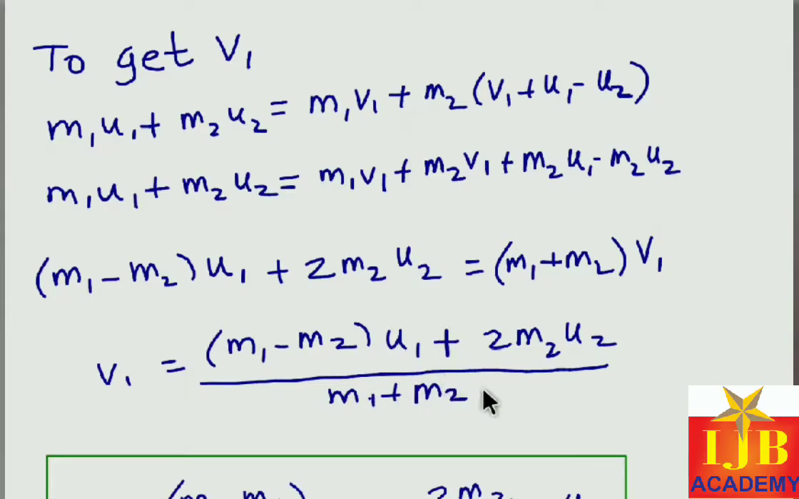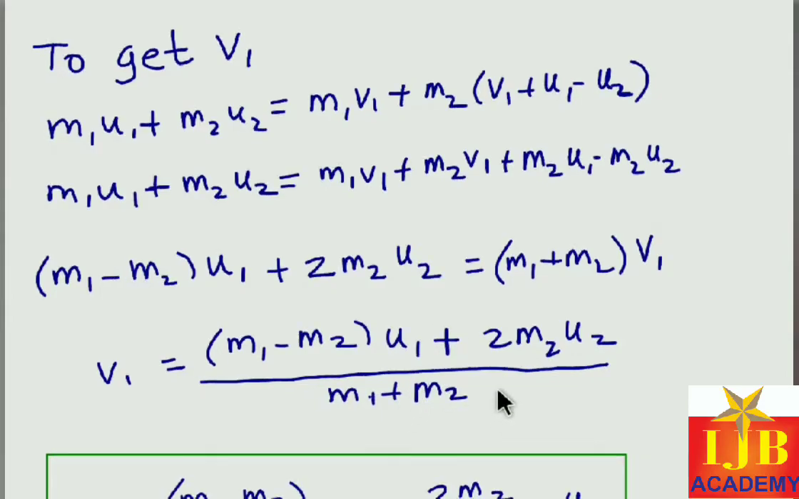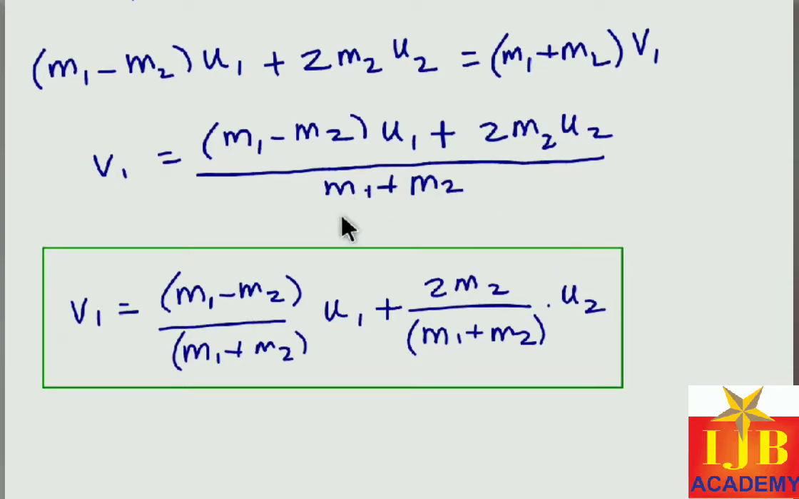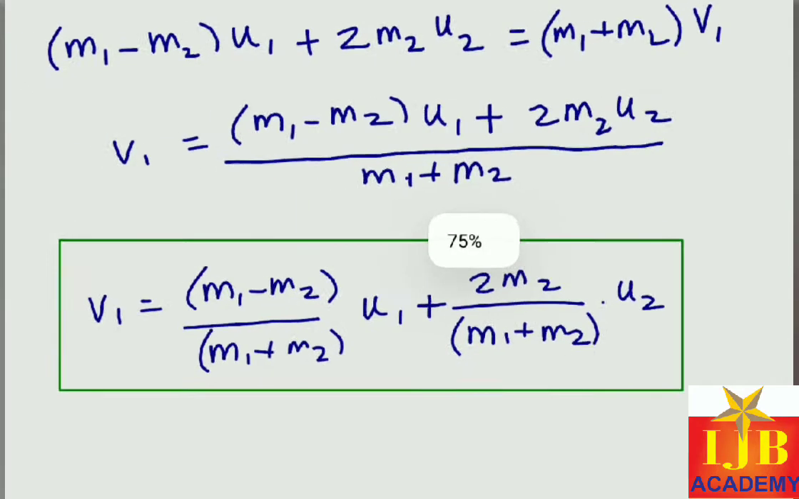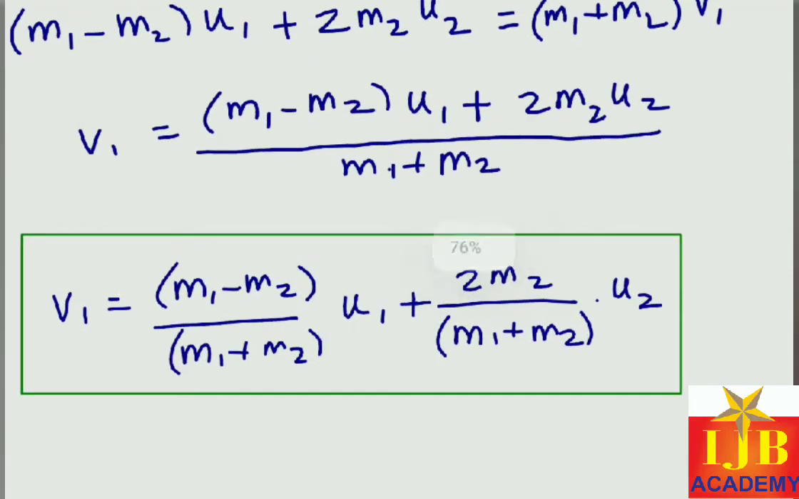Now finally, in the regular format, I am going to write m1 plus m2 for both the terms. So m1 minus m2 divided by m1 plus m2 into u1, plus 2 m2 divided by m1 plus m2 into u2. This is the regular format we used to write, and this format is very useful for doing numericals. So this is the formula for finding the final velocity of the first ball.